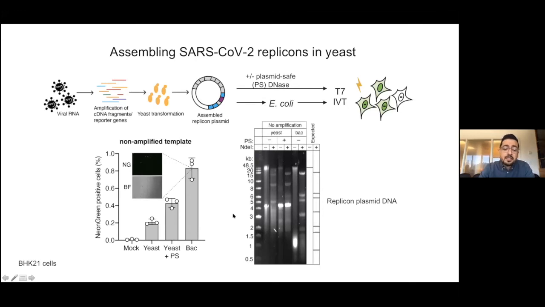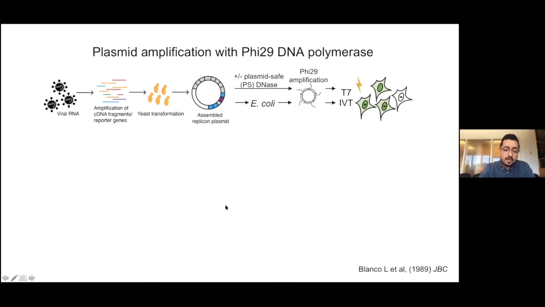But if we take this DNA, do an in vitro transcription reaction, and electroporate cells, here's what we get. We get at most a little under 1% of cells as replicon positive by the reporter, and that's mainly from plasmid propagated in bacteria. So it works, but it's not very efficient. So then we next thought that because yields are so poor, and because we think that contaminating yeast DNA is an issue, why not try to specifically amplify the circular plasmid as well?